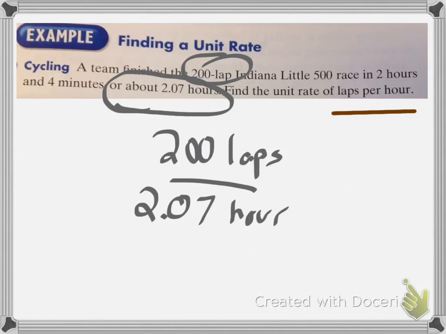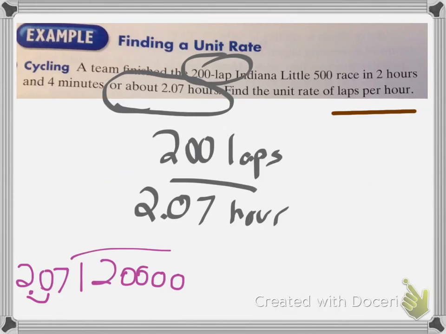Now, we want to convert it into a unit rate. We want one of these to equal 1. So this is what we're going to do. We're just going to divide 200 by 2.07. So let's do this over here. 200 divided by 2.07. Now if I move the decimal over twice, I'd have to move it over here too. So now, 207 won't go into 200, but will go into 2,000 9 times. 9 times 207 is 1863.